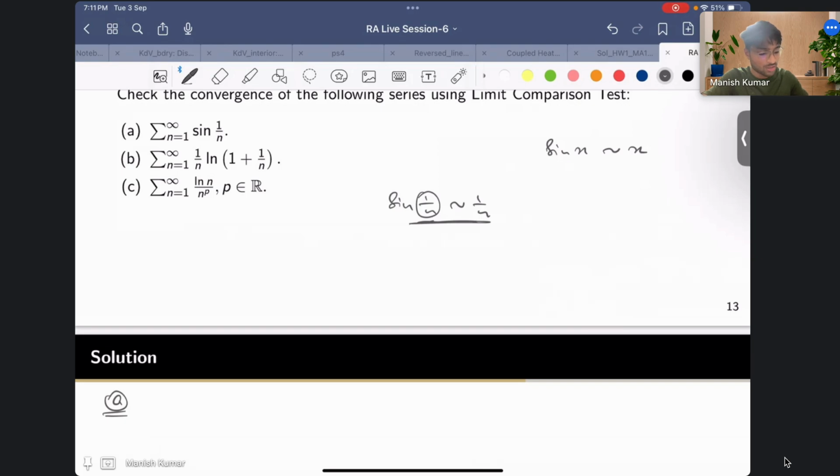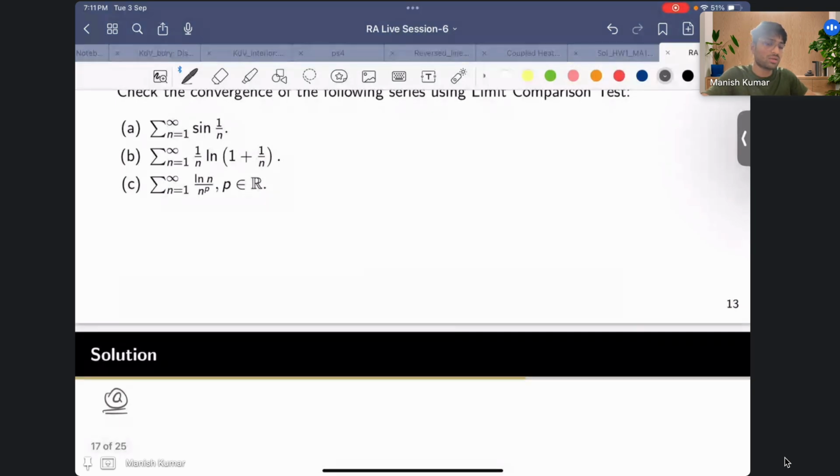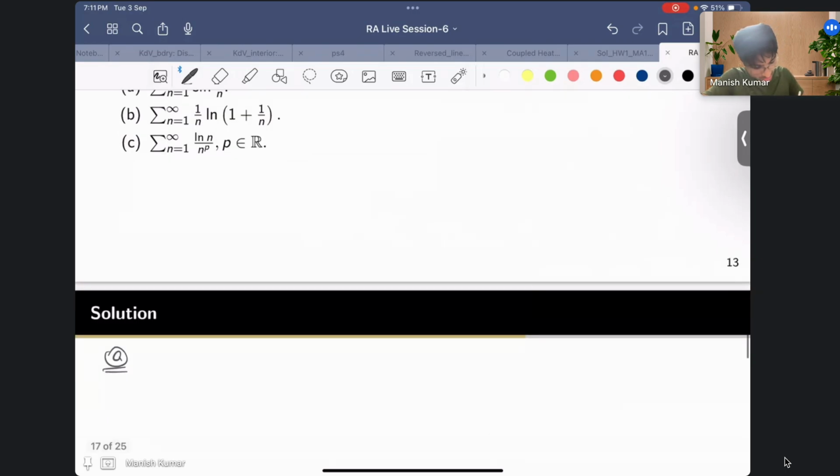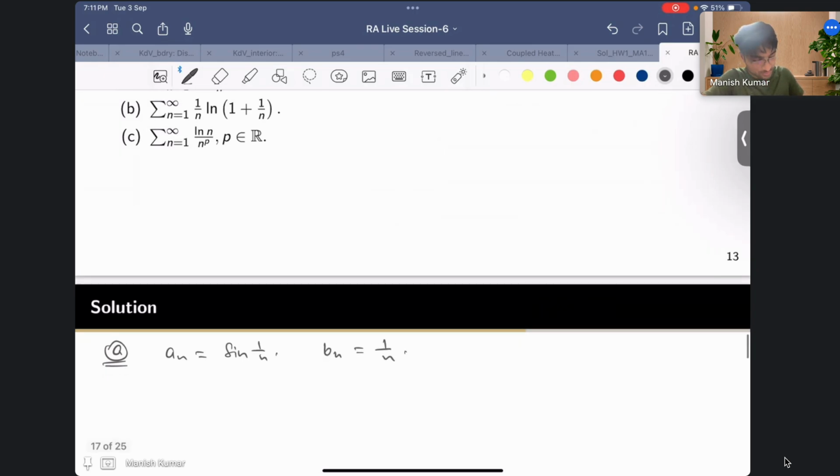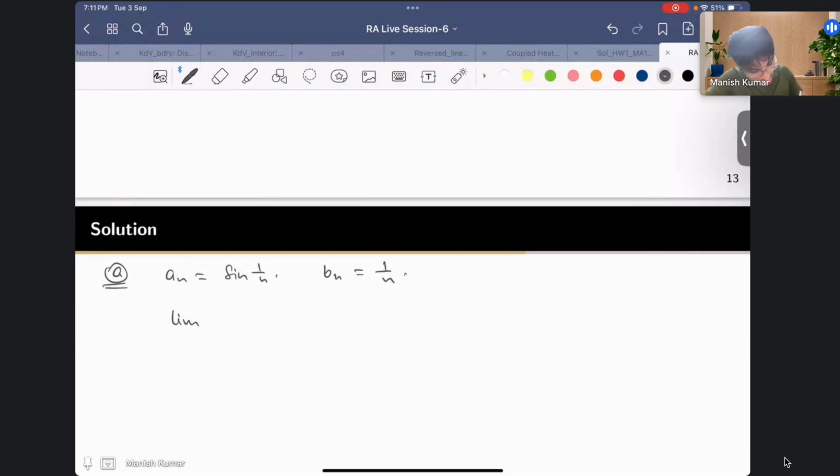So that's why we'll look at this as bn. This would be my choice of bn. This is how one can guess what bn one should choose, and we know that summation bn is going to diverge because bn is 1 by n. So an in this case is sin 1 by n, and bn I am just taking as 1 by n. Then you look at this limit an upon bn. This is nothing but limit n going to infinity of sin 1 by n by 1 by n.